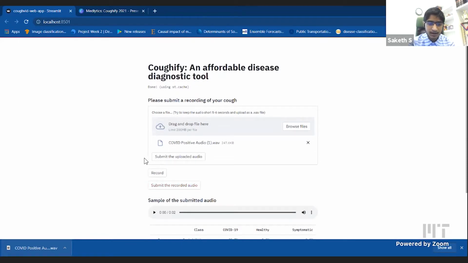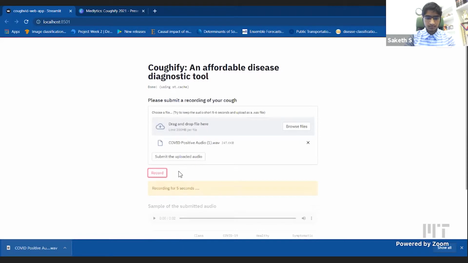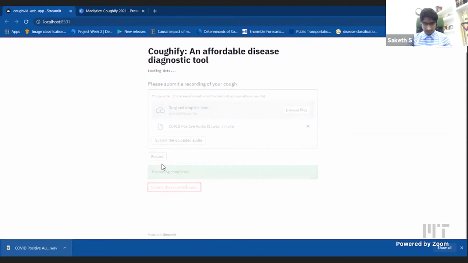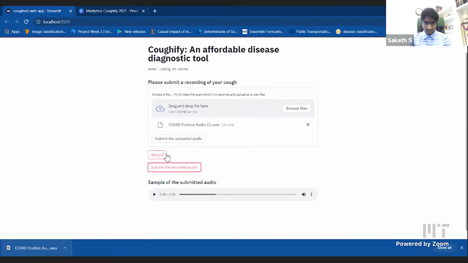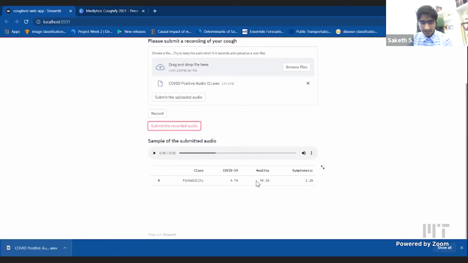So next, I'm going to cough, and I'm healthy. So let's see how it does. Now I'm going to submit the recording. And it outputs that I'm healthy with a probability of 98.1%, which shows that it's pretty confident and accurate in its predictions.